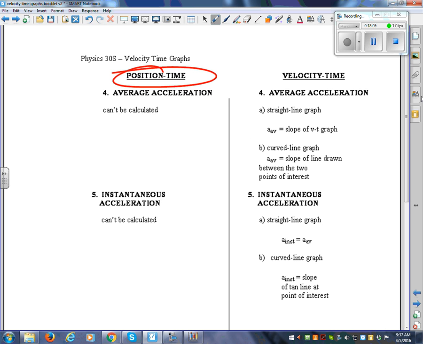If you have a velocity time graph, Andrew, like 2 more minutes, man. Just hang in there. I know. Well, because I keep having to stop all the time.